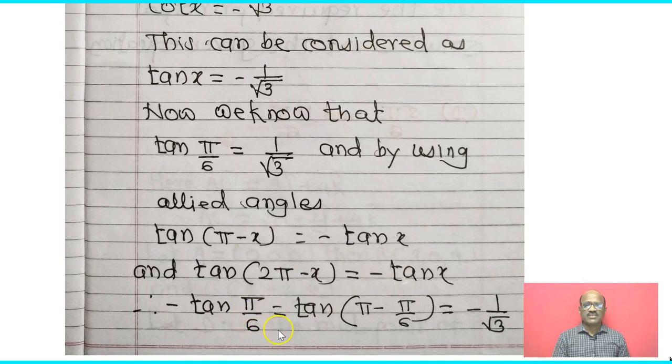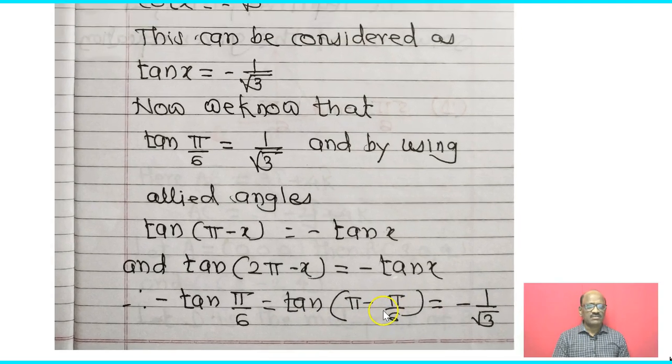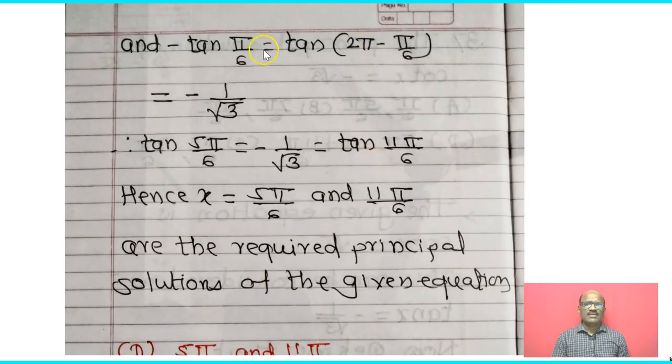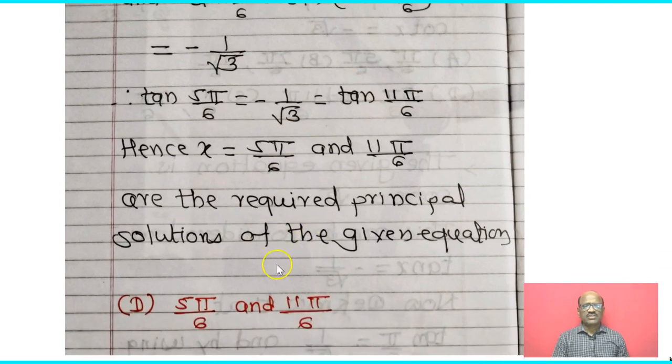That is, minus tan of pi by 6 equals tan of pi minus pi by 6, which equals minus 1 by root 3. And minus tan of pi by 6 equals tan of 2 pi minus pi by 6, which equals minus 1 upon root 3. That is, tan of 5 pi by 6 equals minus 1 upon root 3, and tan of 11 pi by 6 equals minus 1 upon root 3. Therefore, 5 pi by 6 and 11 pi by 6 are the principal solutions of the given equation, and hence option D is the correct one, which is 5 pi by 6 and 11 pi by 6. Very simple.